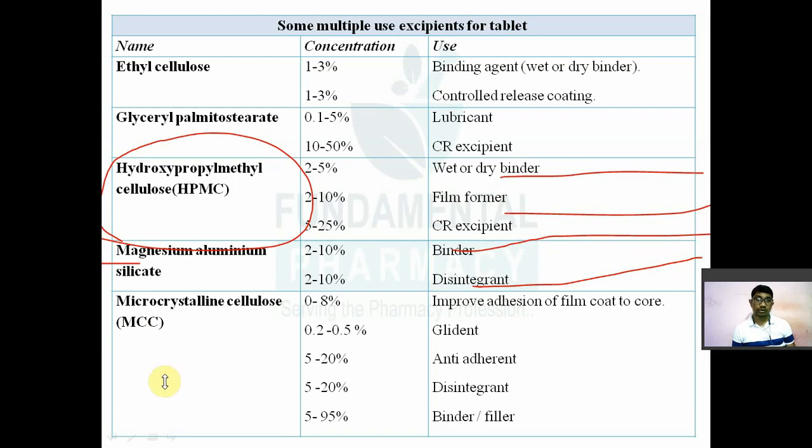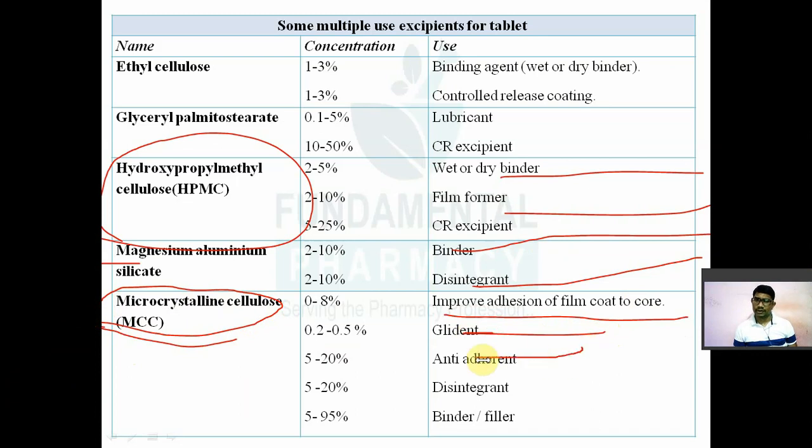Then microcrystalline cellulose. This microcrystalline cellulose is known as a multipurpose diluent. ये जो माइक्रोक्रिस्टलाइन सेलुलोज है उसको बोलते हैं मल्टीपर्पज डायलूट, ये HPMC को नहीं. So microcrystalline cellulose is known as a multipurpose diluent, okay? Because this is used for film formation or film coating. Then it is also used as a glidant, also anti-adherent, then disintegrant. It is also a binder and filler. That's why it is known as a multi-purpose tablet diluent, microcrystalline cellulose.